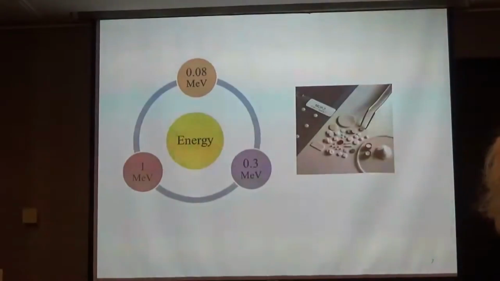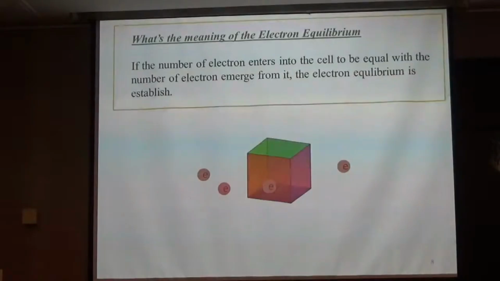LiF TLD was modeled in the MCNPX code, and photon energies of 0.08, 0.3, and 1 MeV were considered in this study. What is the meaning of the electron equilibrium? If the number of electrons entering the cell is equal to the number of electrons emerging from it, the electron equilibrium is established.